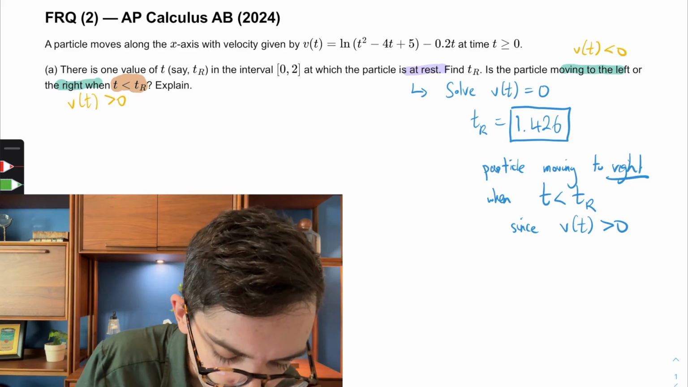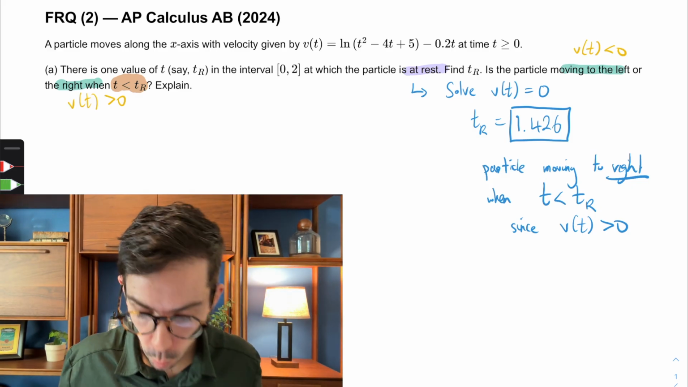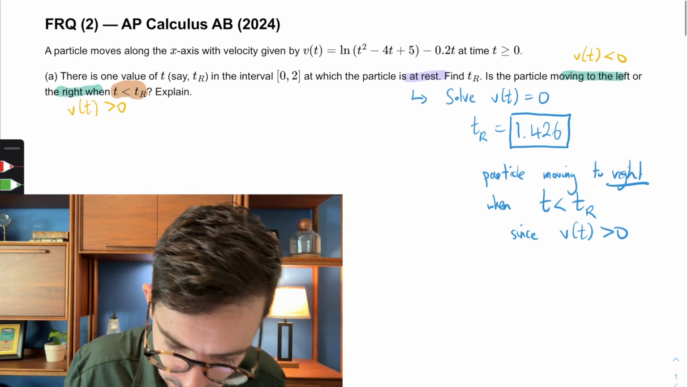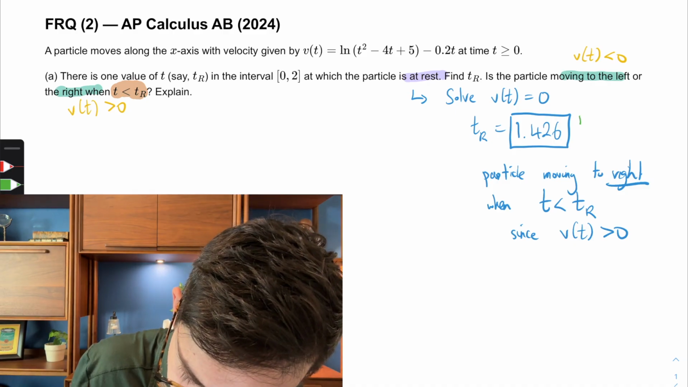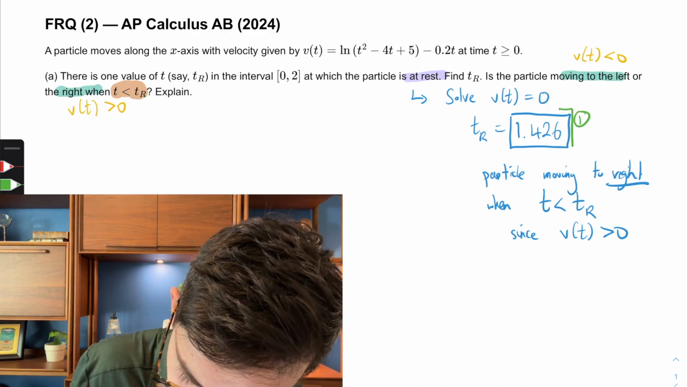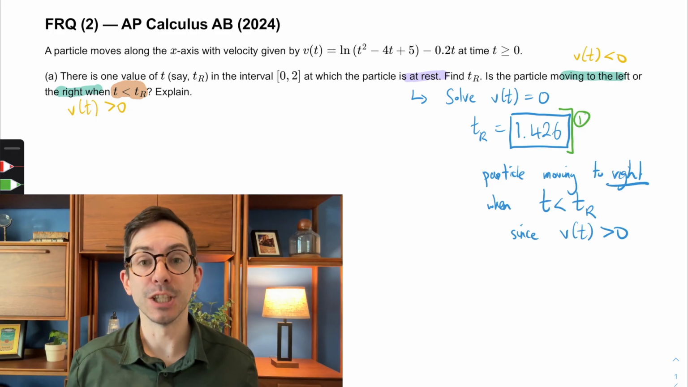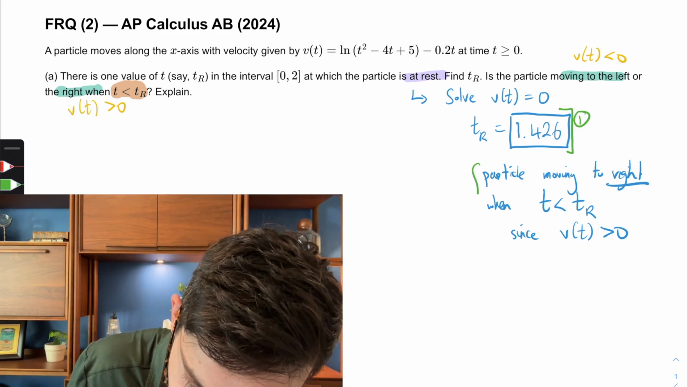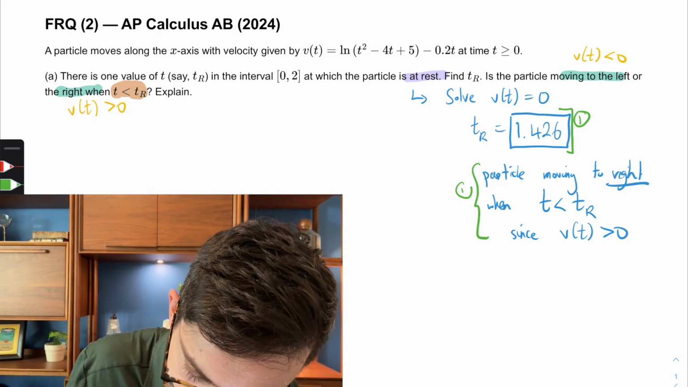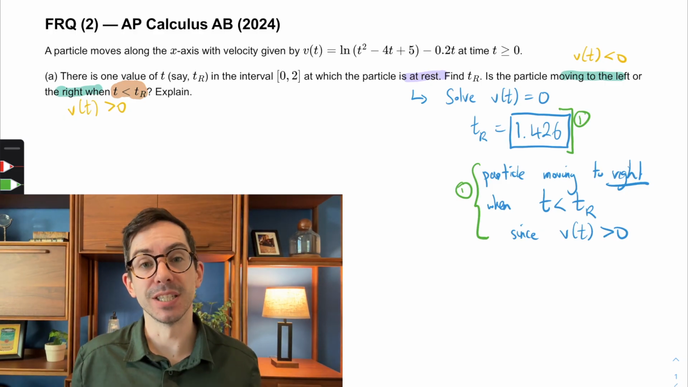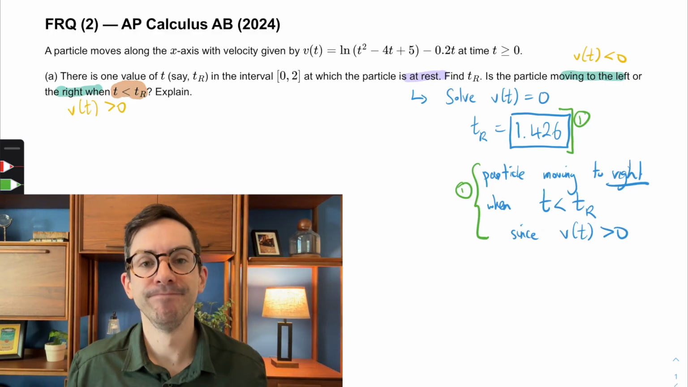So how were the points divvied up here? Well, I got 1 point for the correct value of when we were at rest. And then we got 1 point for saying we were moving to the right, but we did have to have that justification step. Nice job.